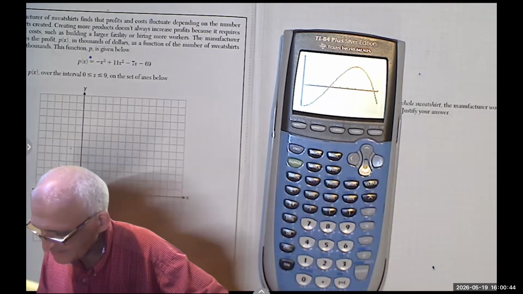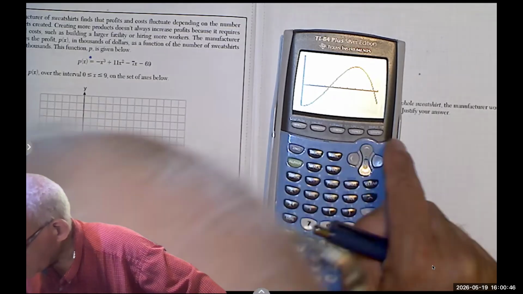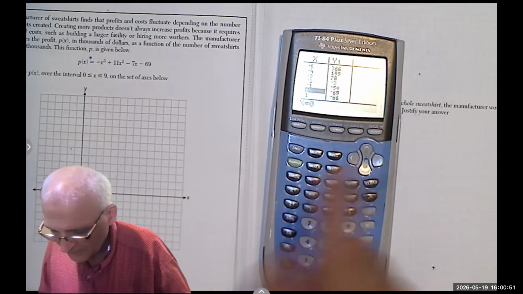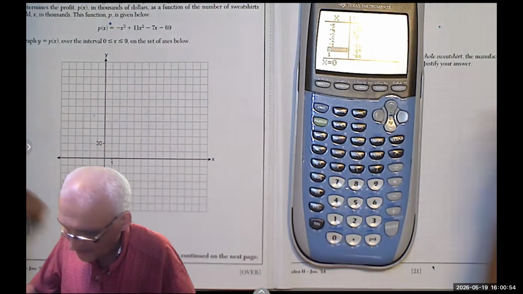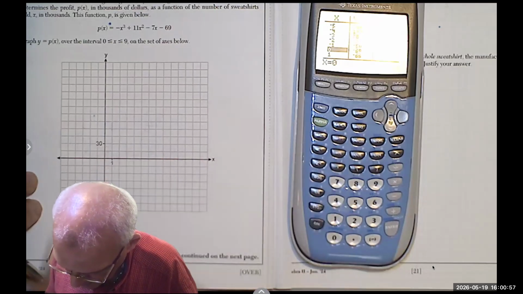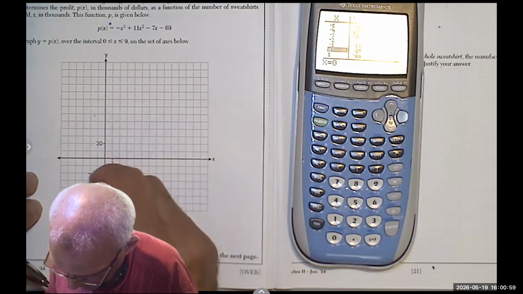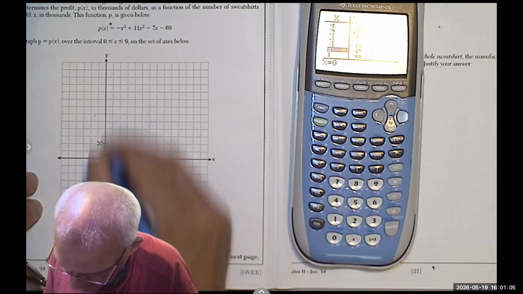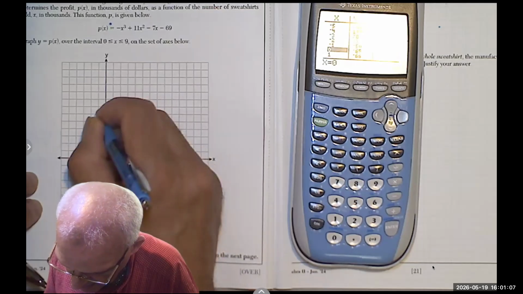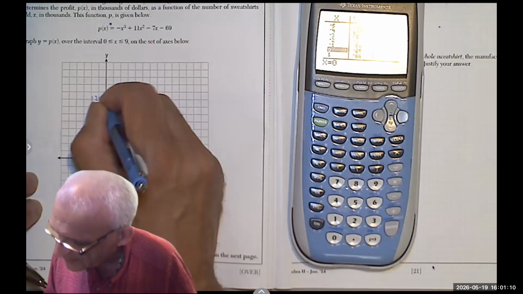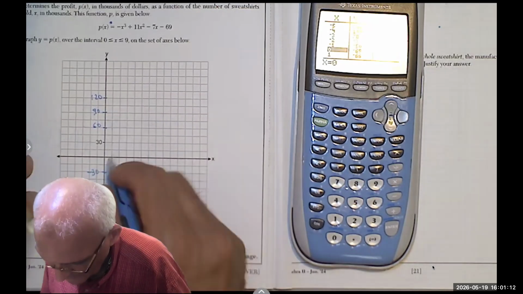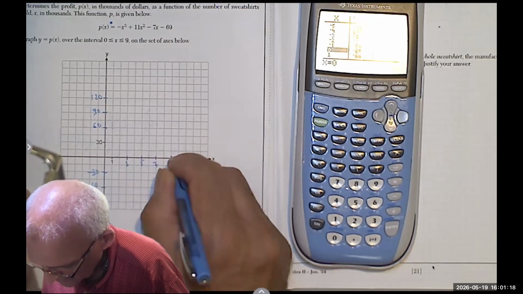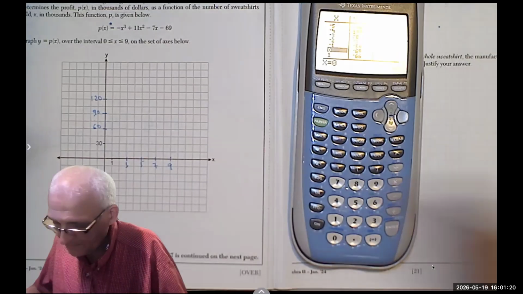Okay, and they ask, so the easiest way to do it is look at the table and find the values of P at x = 0. I know at 0 it's negative 69. So if this is 30, that would be negative 30, negative 60, negative 90, then 30, 60, 90, 120, and so on. If this is 1, 3, 5, 7, and 9. And now you place the points.